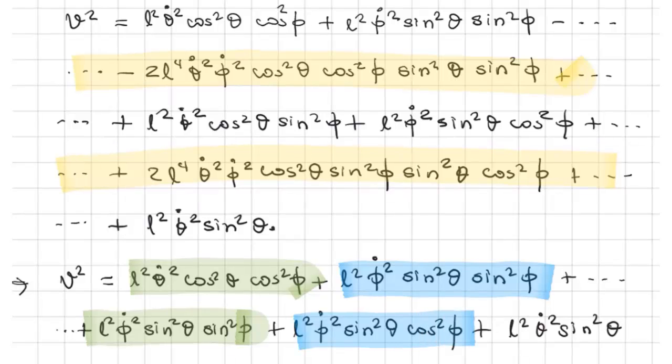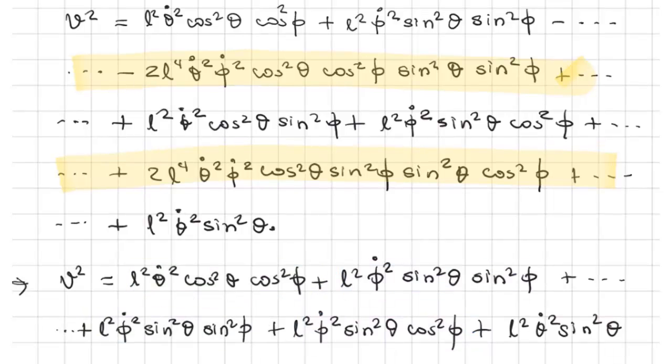As you can see, the terms highlighted with green have the common factor L squared theta dot square. Okay, I made a little mistake. Let's do something here. The terms highlighted with green have L squared theta dot square, and this one is theta dot square. Sorry, I made a little mistake. This is theta dot square. Okay, now we're good.